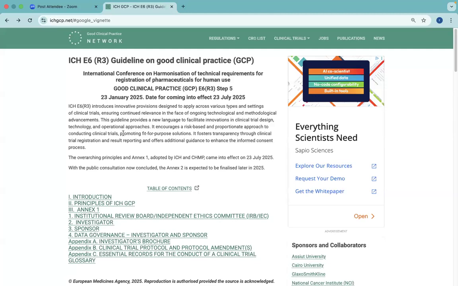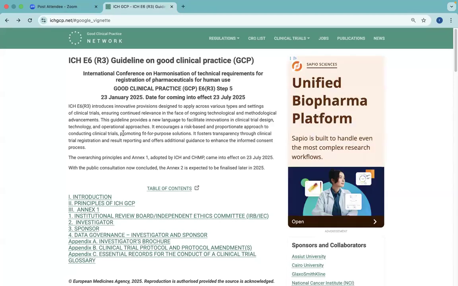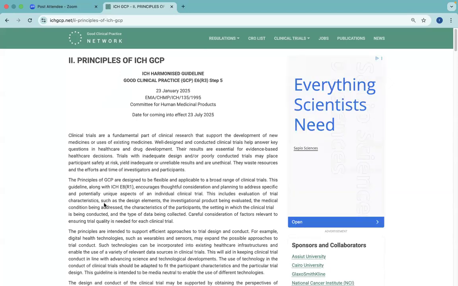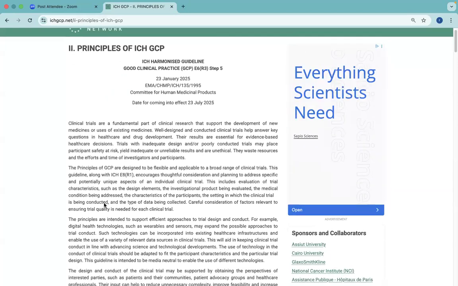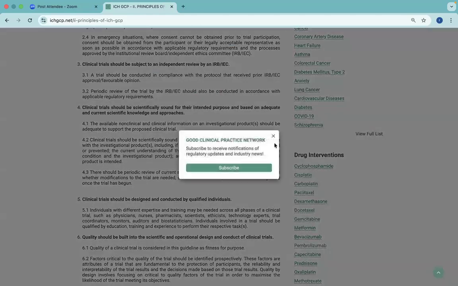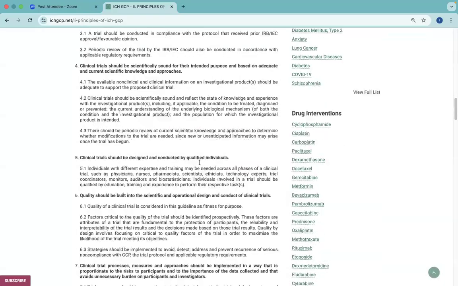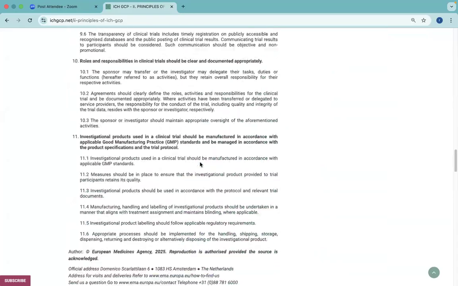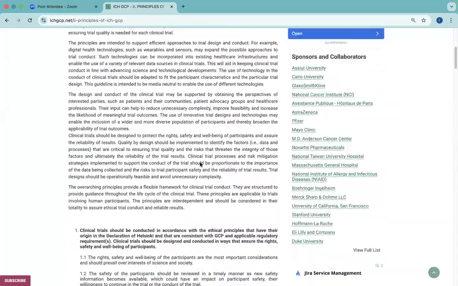So we're going to talk about the principles of ICH-GCP. When you come here, click on the ICH-GCP principles, guys. At least 2 to 3 questions will be from this perspective. So here you will find the 12 principles, 12 or 13. Yeah, 12 principles, all about how a trial will be conducted.